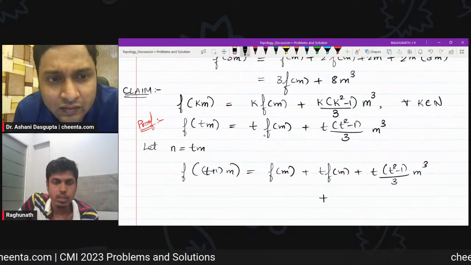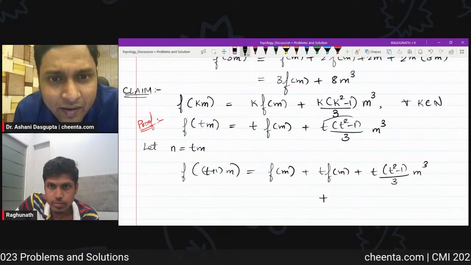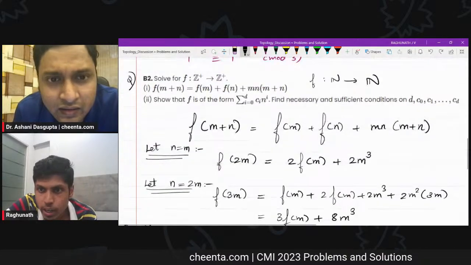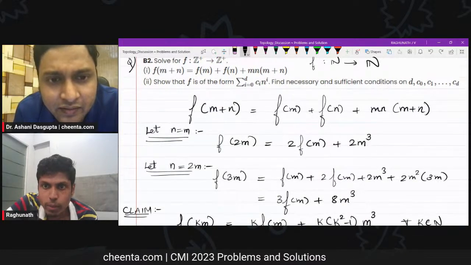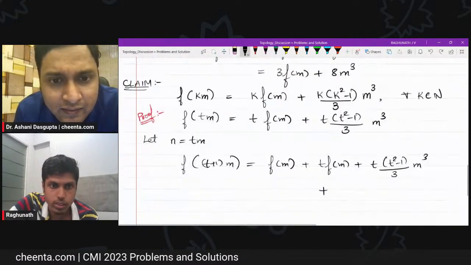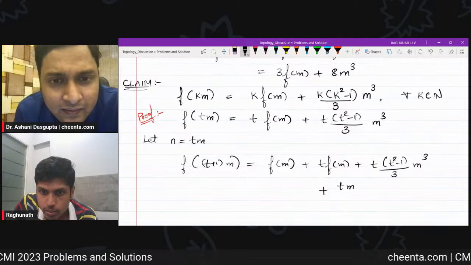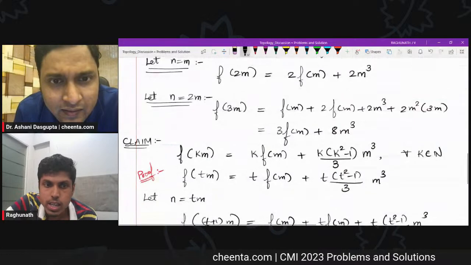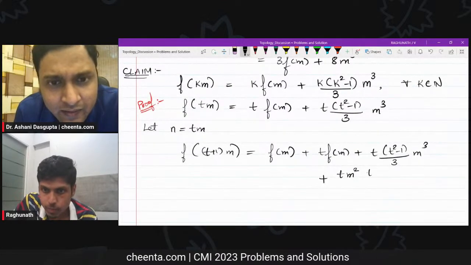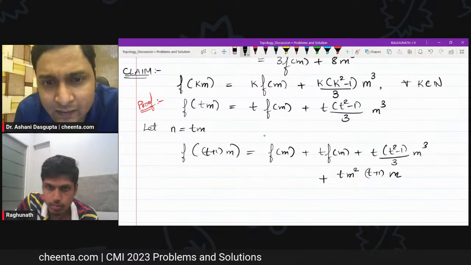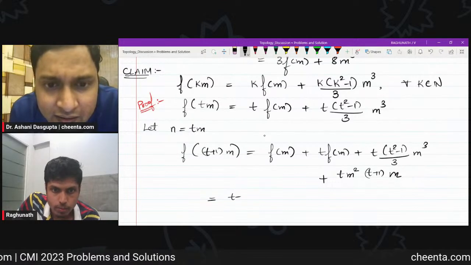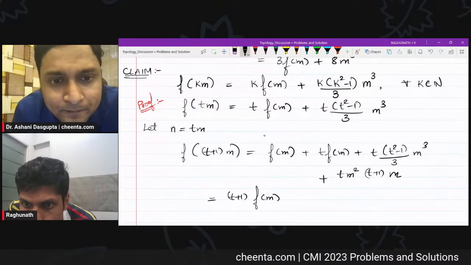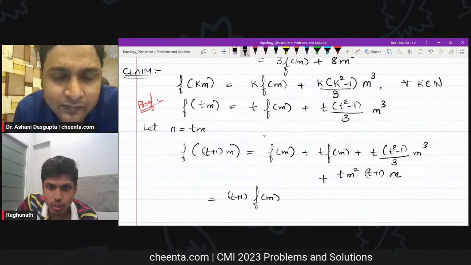Plus, there was this mn part. Oh, sorry, there was the other part: mn into m plus n. So mn will be tm square. M plus n will be t plus 1 into m. So you will get this. Basically, t into t plus 1 m cube actually. This is t into t plus 1 m cube.